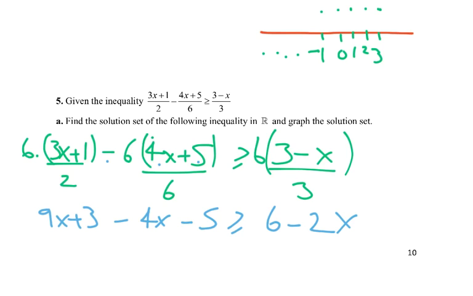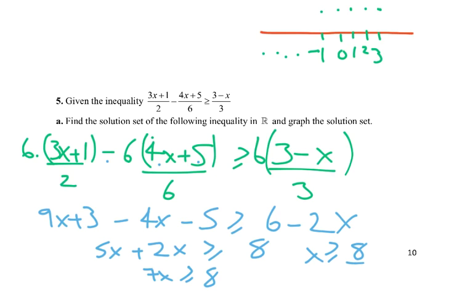Then we're going to put all of our x's on one side. We're going to group them. So I'm going to group them on the left hand side. So I'm going to have 5x plus 2x. And then I'm going to group my values on the other side. So 6, add 5, well, 3 minus 5 is minus 2. So add 2, we get 8. 7x is bigger than or equal to 8. And therefore x is bigger than or equal to 8 over 7.